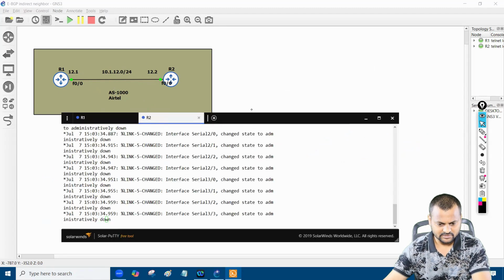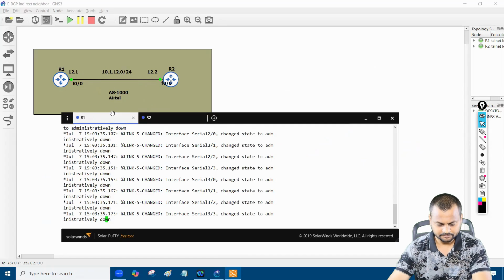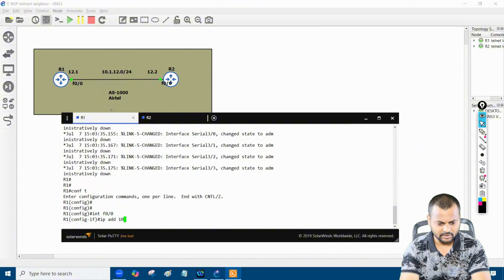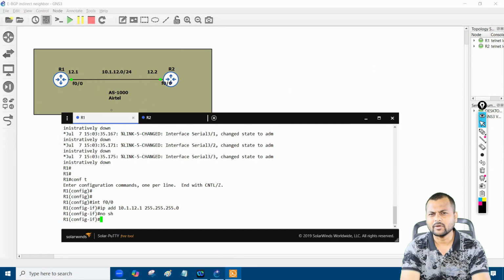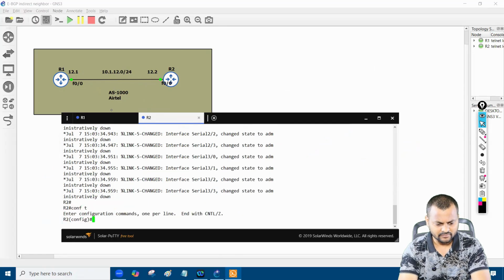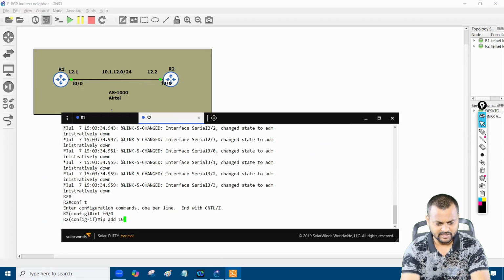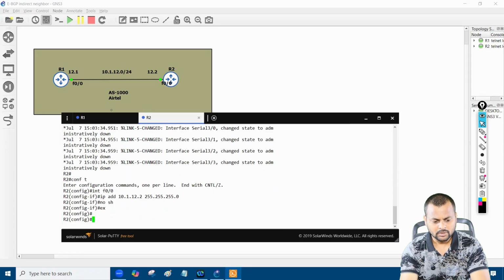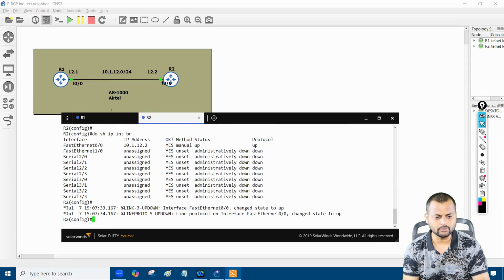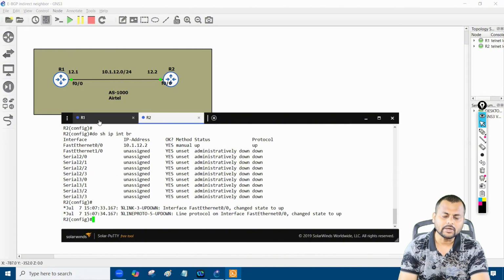First I'll configure the IP address on router number one. Interface 0/0, IP address will be 10.1.12.1/24. I'm not going to create any loopback because I don't have a requirement right now. On router number 2, configure interface 0/0, IP address 10.1.12.2/24, no shutdown, and that's all. I'll quickly verify the IPs I have configured: it's 12.2 on router number 2 and 12.1 on router number 1.